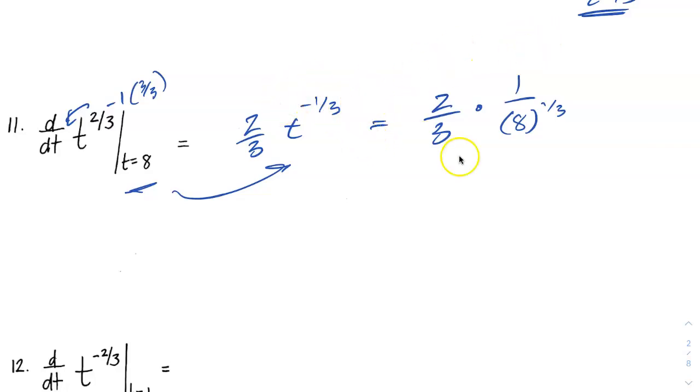There's a 1 on top. So I get this. 8 to the 1/3 is the same thing as the cube root of 8. So that's just going to get us 2/3 times 1 over the cube root of 8, which is just 2. And then these cancel, so I just get 1/3.